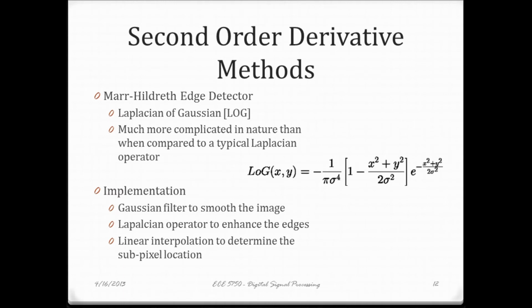Marr-Hildreth, also known as Laplacian of Gaussian, or LOG. It's much more complicated in nature when compared to a typical Laplacian operator. Implementation. Gaussian filter to smooth the image, Laplacian operator to enhance the edges, linear interpolation to determine the subpixel location.